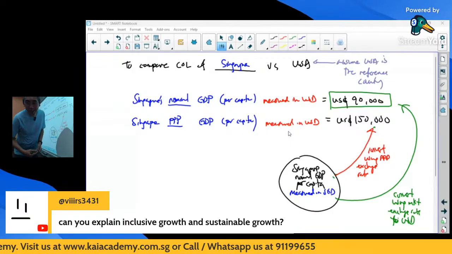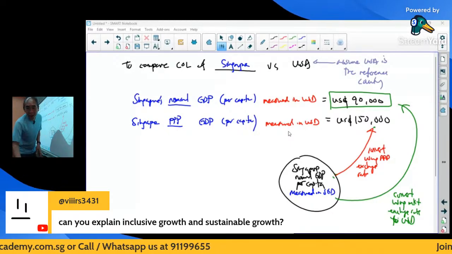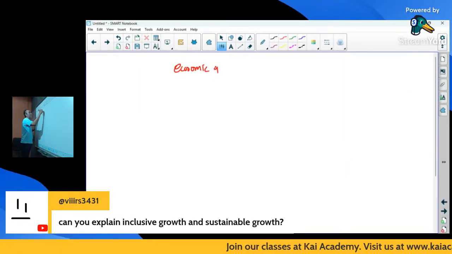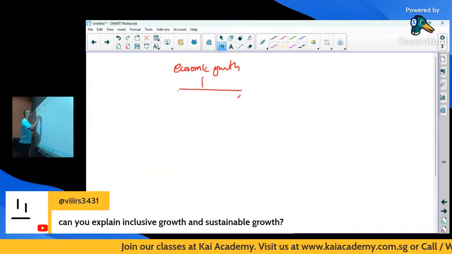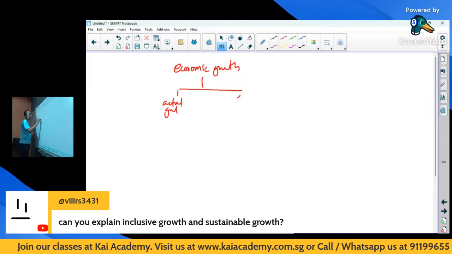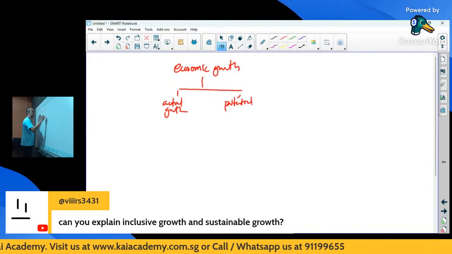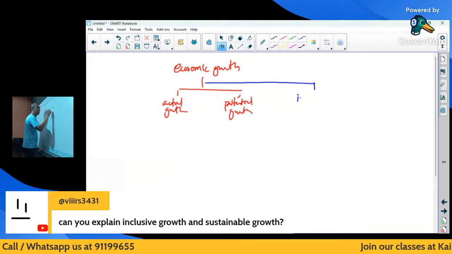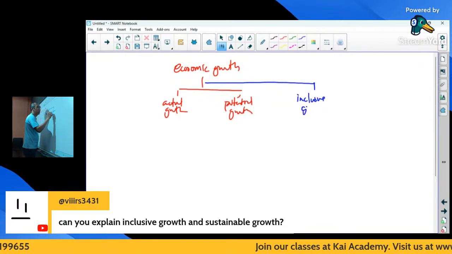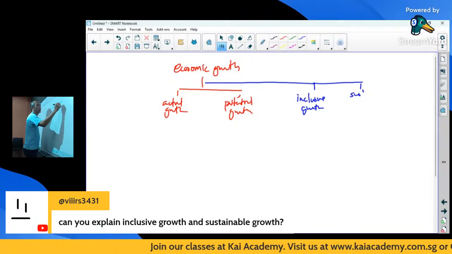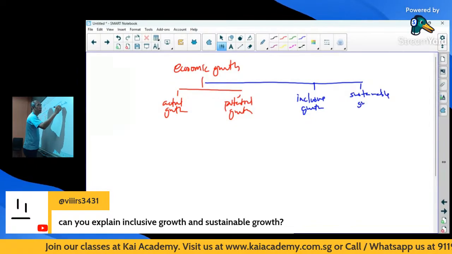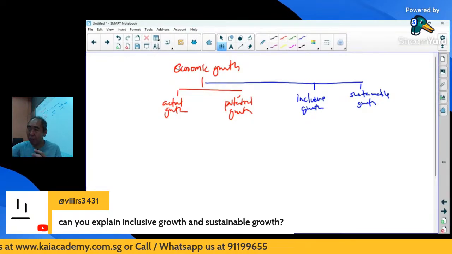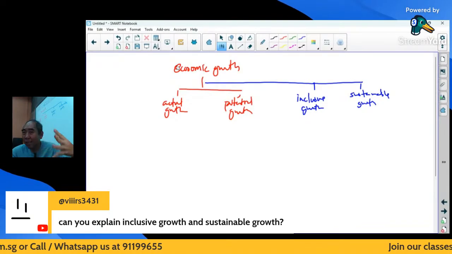All right, so anyway, let's answer Via's question on inclusive growth and sustainable growth. Under economic growth, as a macro aim of the government, we have actual growth and we have potential growth. And then there's a separate branch of it called inclusive growth and sustainable growth. So let's talk about inclusive growth first. What is inclusive growth? Inclusive growth is basically about achieving economic growth in a country in a way that leaves nobody behind.